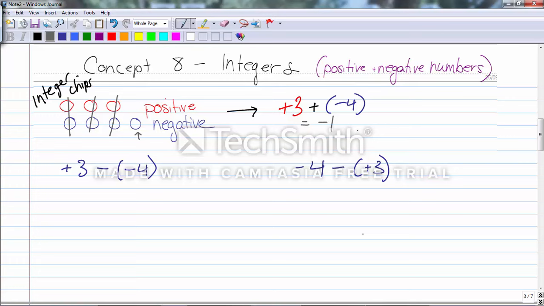Now we look at the question below, right? This is a subtraction question this time. Negative 4 minus 3. A little bit more difficult, right? It's hard to do subtraction questions with integer chips, but I think they work really well with number lines. So this is my 0. There's 1, 2, 3, 4. That's negative 4. And we've got some positives over here.